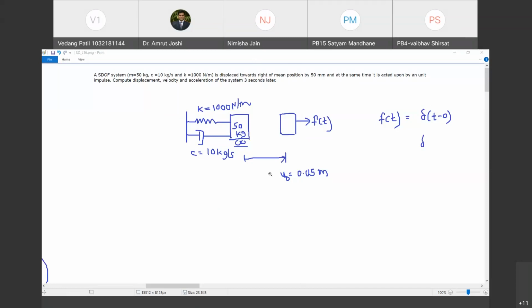Acha, Vedant, can you tell me the response of the system? Sir, it is u of t minus tau is equal to, just a minute. I think I got it, but let us cross verify it. U of t minus tau is e raised to minus eta omega t minus tau, 1 upon m omega d sin omega d t minus tau. Is that right? That is called the impulse response function.